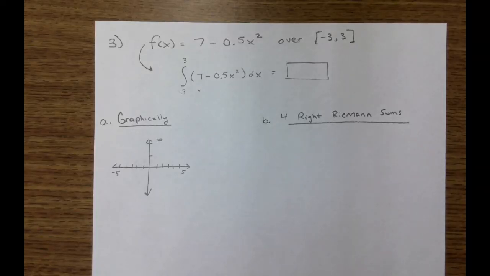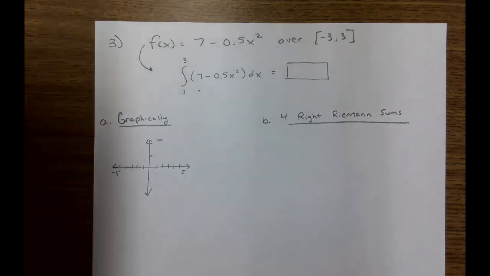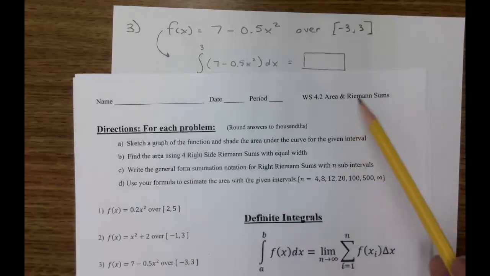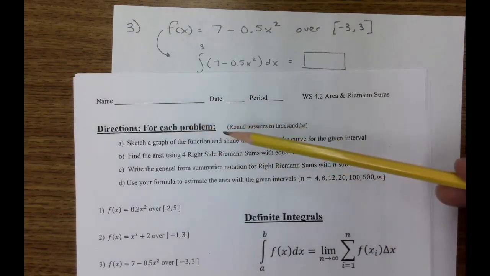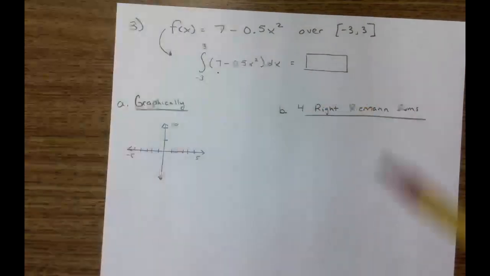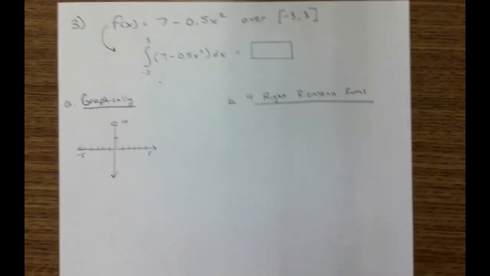All right, hello everyone, this is Mr. Crozier. I'm going to go over problem 3 from our worksheet 4.2, area Riemann sums. We're given problems and we're told to do these 4 steps. So you'll see on my paper I have the problem, and then at the bottom I have the 4 steps that we're going to do.